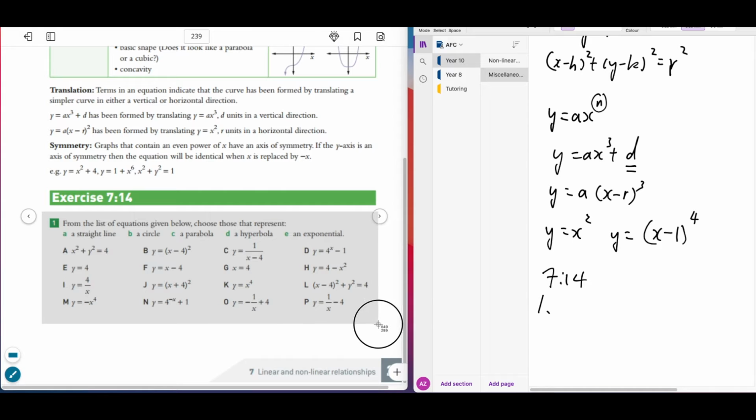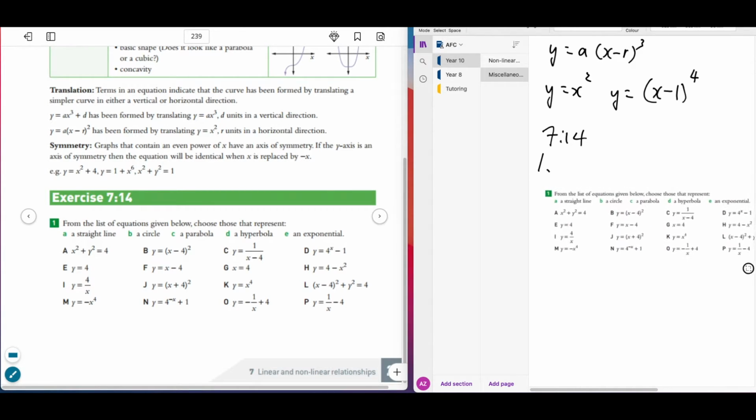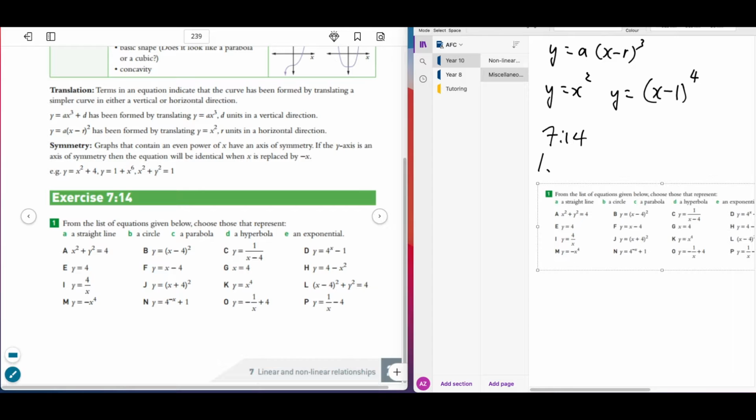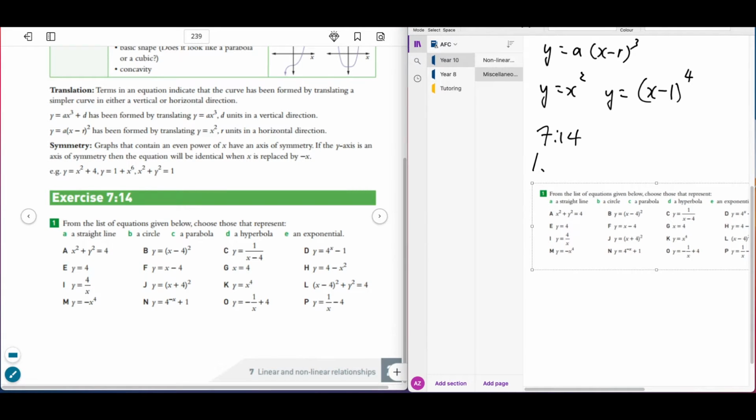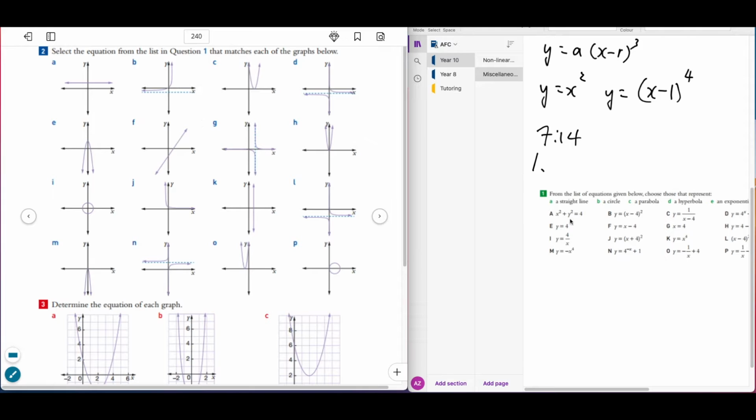I'm just going to copy this because we need to know this for the next question. Now let's look at question 2. Question 2 says, select the equation from the list in question 1 that matches each of the graphs below. Okay, so as you can see, this is a blue question, so it's a little bit more advanced because now you have to select the equation.